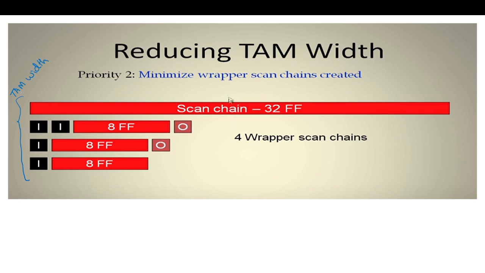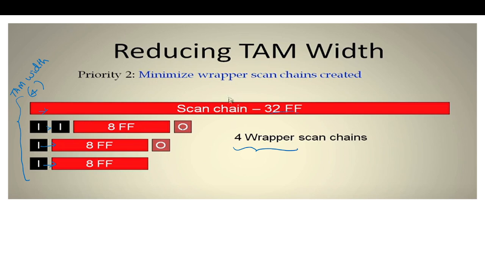TAM is the test access mechanism, and now say we have 4 bits or 4 pins. We have one scan chain, the longest scan chain with 32 flip flops, so we are not able to reduce it. So we kept that as one pin, and the next pin we connected to IO1 output, and then third and fourth. So we have a total of 4 wrapper scan chains.